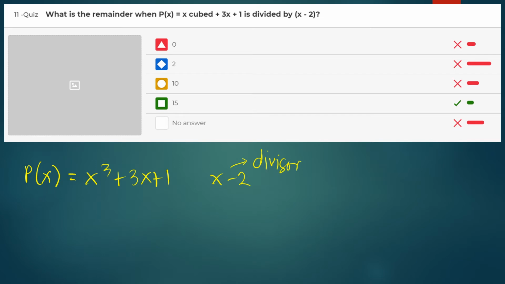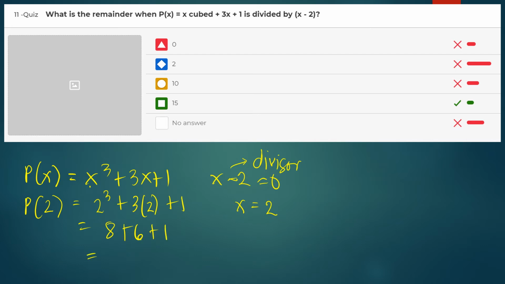So for this one, x minus 2 is equal to 0. So to find the value of x, that will be negative 2 on one side, and on the other side, that will be positive 2. So all we have to do is just substitute this value to our function. So p of 2 will be equal to 2 cubed plus 3 times 2 plus 1. So we replace all x by 2. So that will be 8 plus 6 plus 1, and that will give us 15. So the correct answer here is 15. Okay?